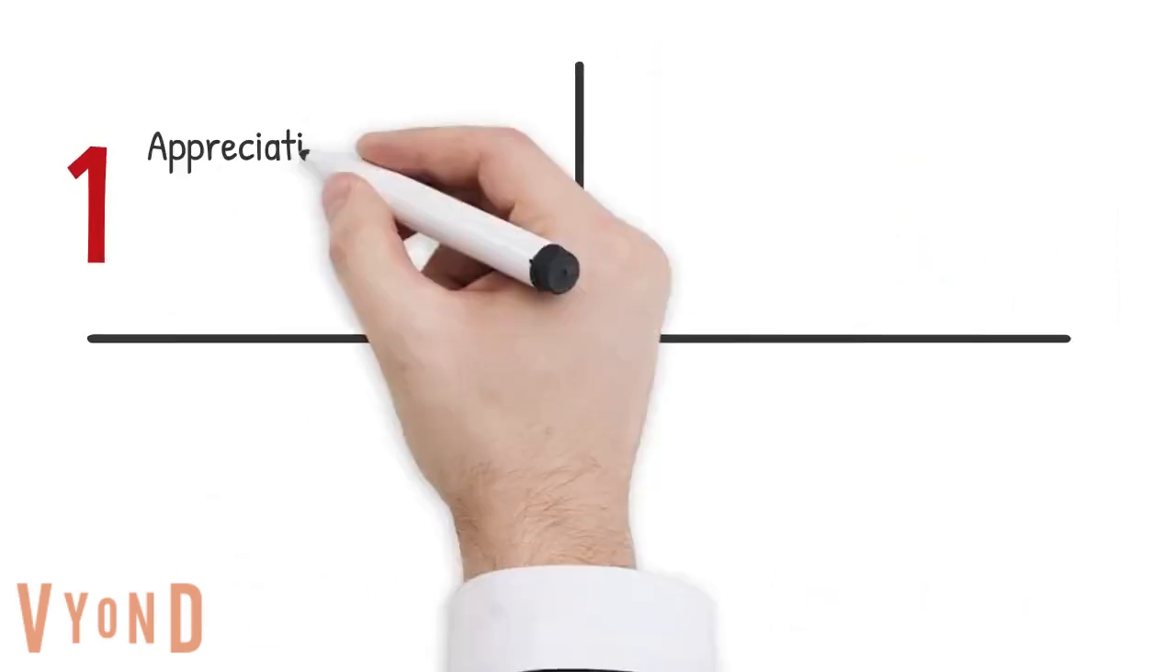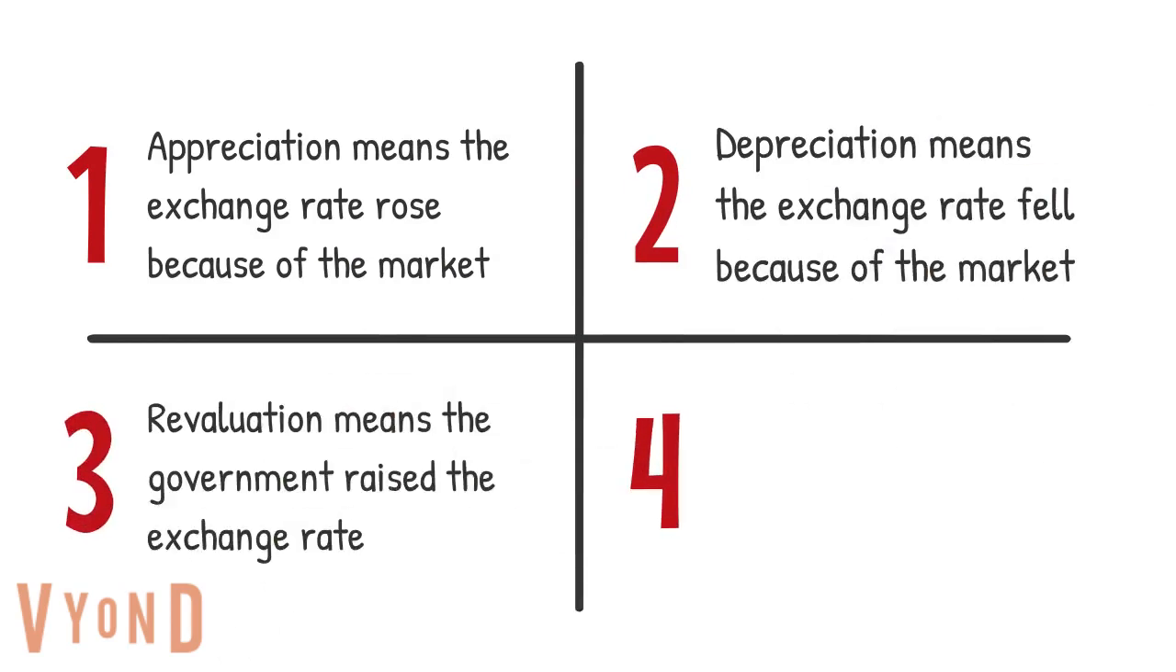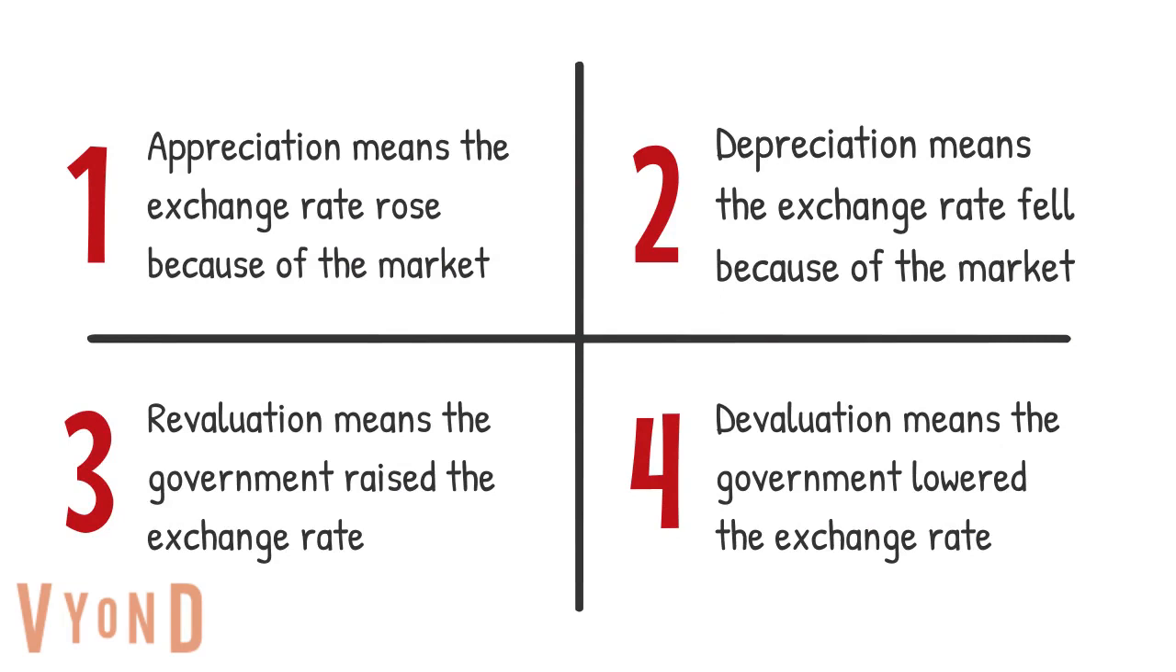So 4 words we got to know. Your currency appreciates if the market's making it go up in value. It depreciates if the market's making it fall in value. It's called revaluation when the government raises the exchange rate. And it's called devaluation when the government lowers the exchange rate. So the dollar should be depreciating against the yuan. The yuan should be appreciating against the dollar. Instead, the Chinese government devalues their currency to counteract the appreciation that should be occurring.